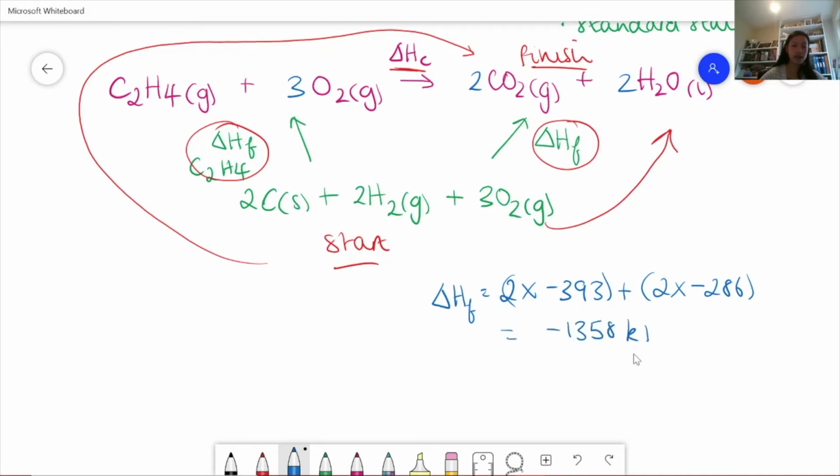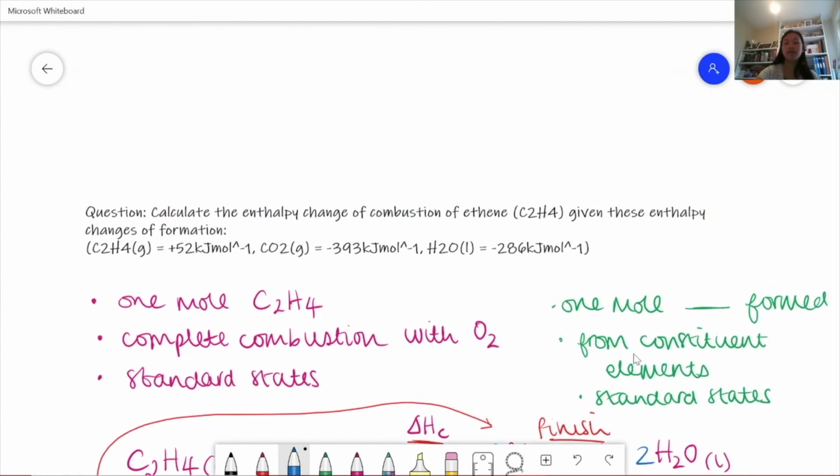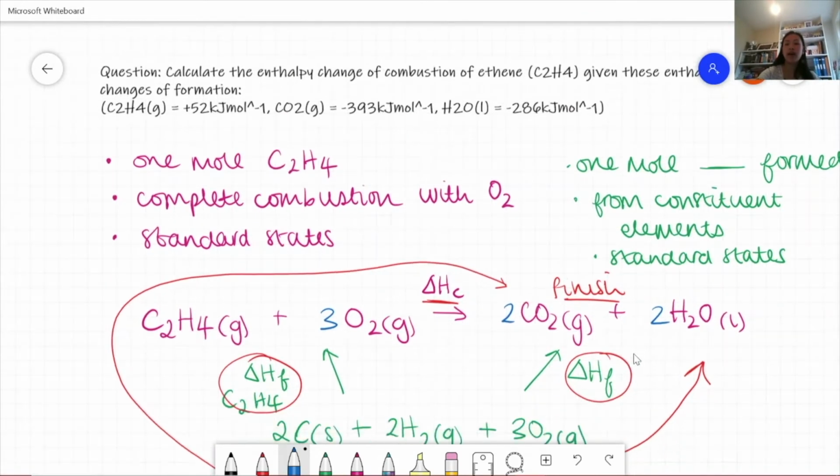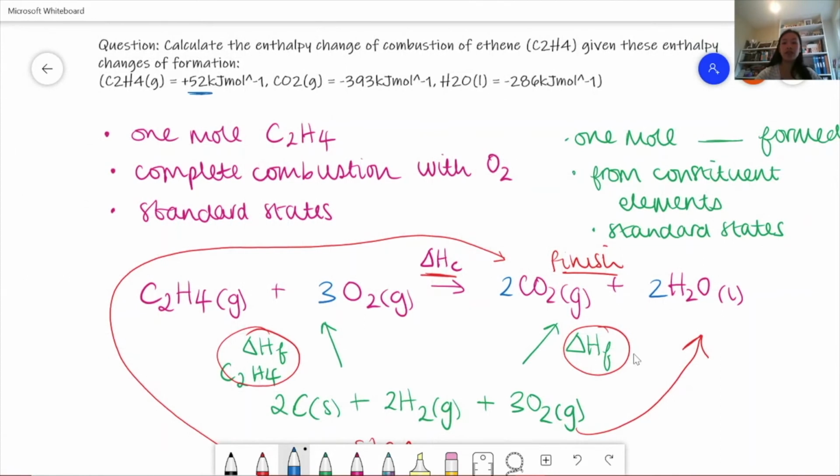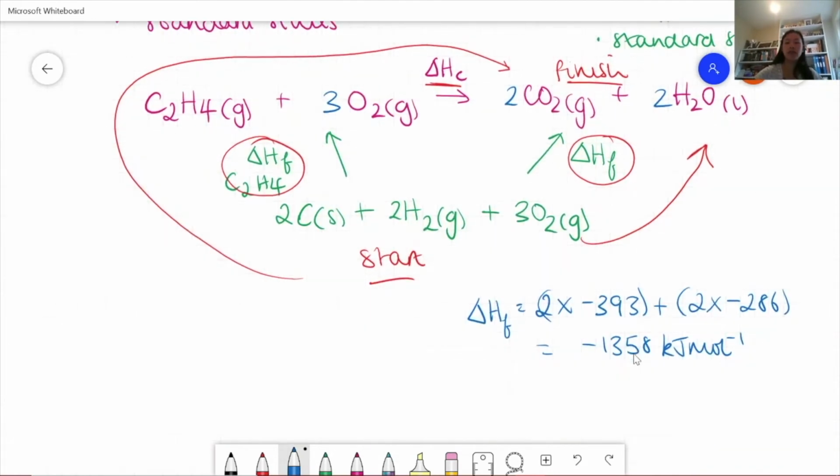1,358 kilojoules per mole. And then you do the same thing for this bit, but actually it already gives it to you in the question. If we scroll up, it gives you the 52 kilojoules per mole. So we already know that this is plus 52 kilojoules per mole.